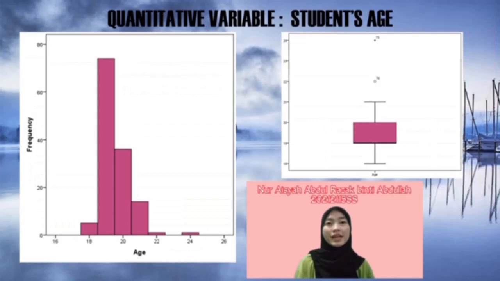Next is about student age. There are two figures that represent the histogram and box plot for the variable student age respectively. From the histogram, we can see that the distribution of student age is skewed to the right. The minimum value of student age is 18 and the maximum value is 24. However, from the box plot, we can see that there are two outliers present in the variable student age.